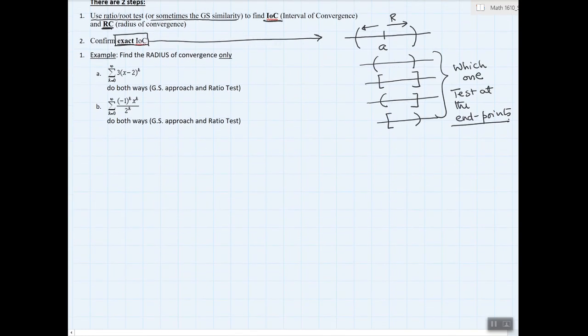So let's learn all these things with the examples. The first one, we are only going to find the radius of convergence. We are not going to go to step 2, so skip step 2 for now.